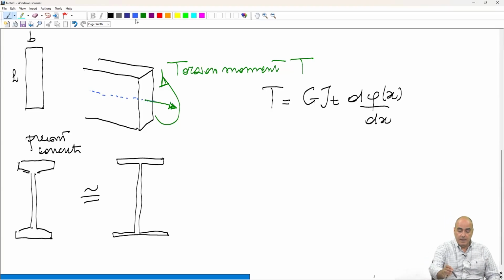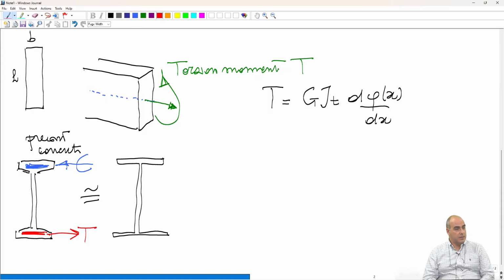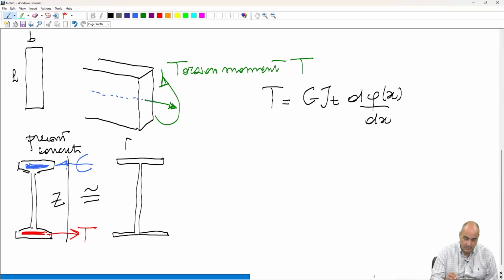You put the material here for the compression force, and you put the material here for the tension force. So you carry the bending moment through two normal forces and an internal lever arm. So we call these two parts, I write it here, we call them flanges.